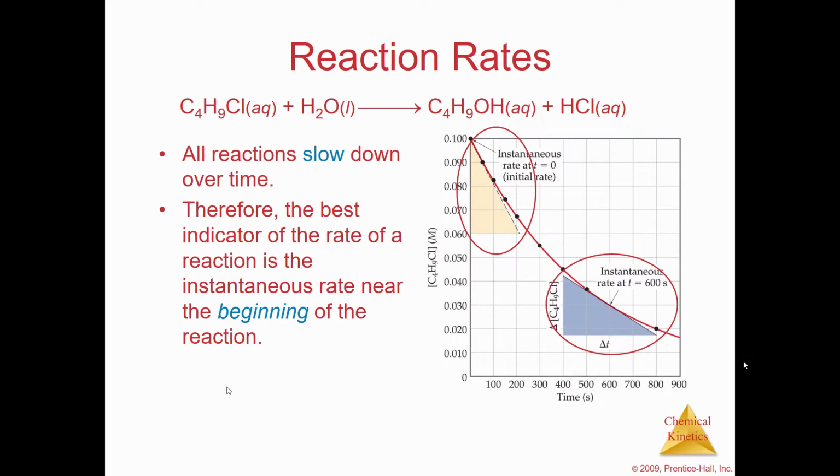The next thing we're going to look at, and there's a sample problem in your book, is how do you compare the rate of this disappearing to this disappearing, or this disappearing to this appearing? And for that, we're going to look at the mole ratio.